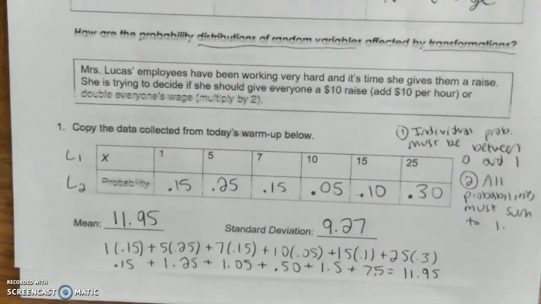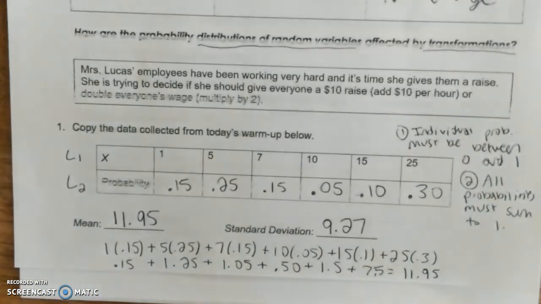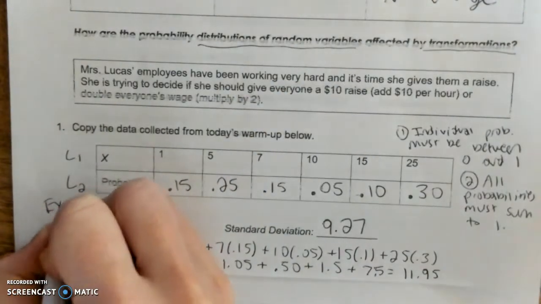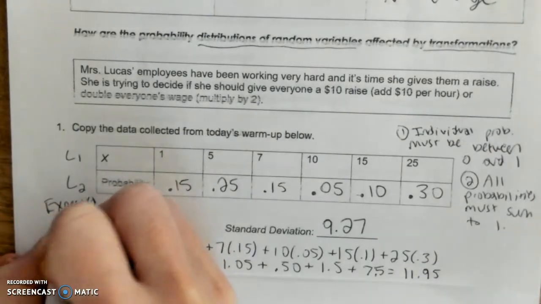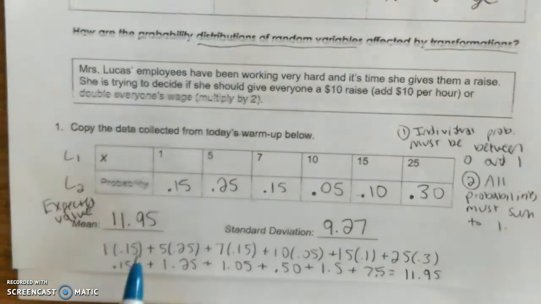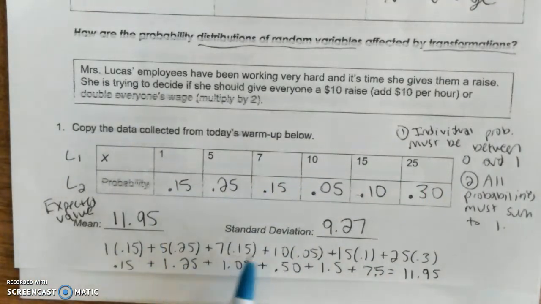Okay, I got cut off on the last video before. I wanted to make the point that I could have checked this work by doing it on my own. So remember, to find the expected value, which is the mean of random variables, I took each value for x and multiplied it by the probability. Once I add them all together, I get the mean of 11.95.